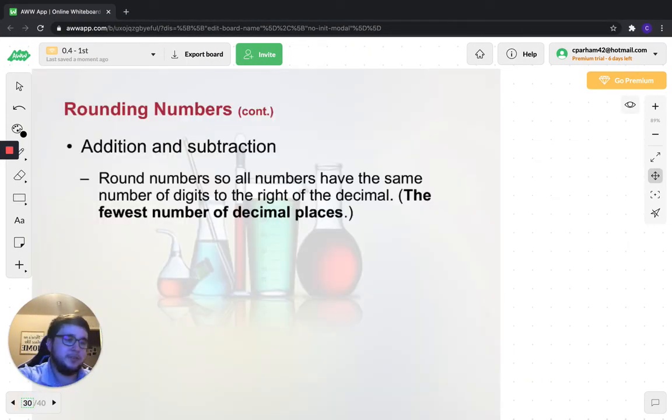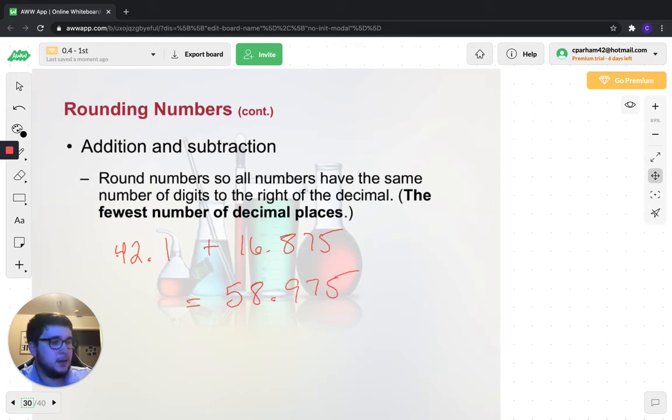So for example, if I'm going to add the numbers 42.1 and 16.875, my answer, if I don't round, is going to be 58.975. But this rule tells me I want the fewest number of decimal places. So I have to look at the numbers that I started with and say, which one had the fewest number of decimal places?